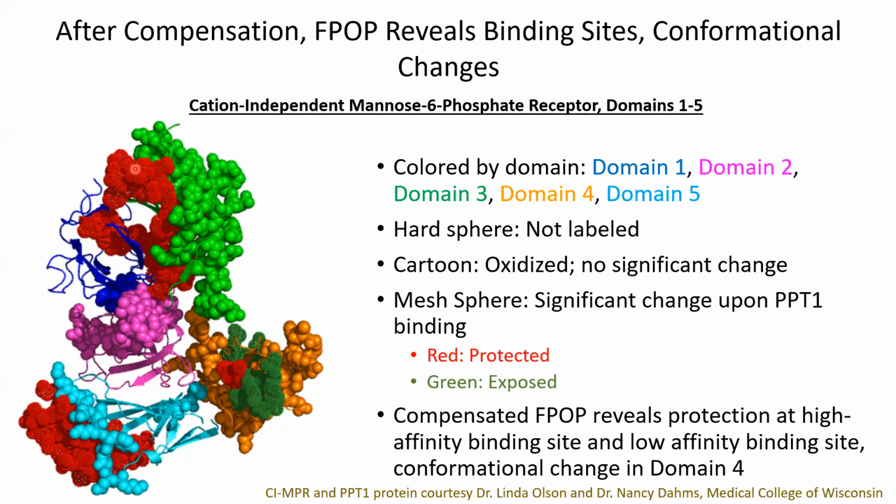So we can see the binding effects, and we can also see the allosteric effects of binding using the compensated hydroxyl radical protein footprinting. And remember, if you don't use your radical dosimetry to compensate for the radical scavenging of your protein binding partner, this whole protein is going to look protected.